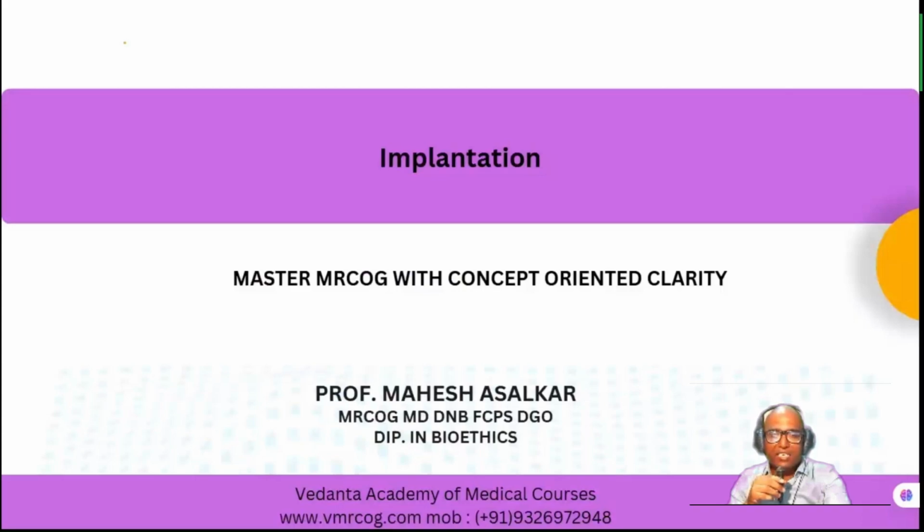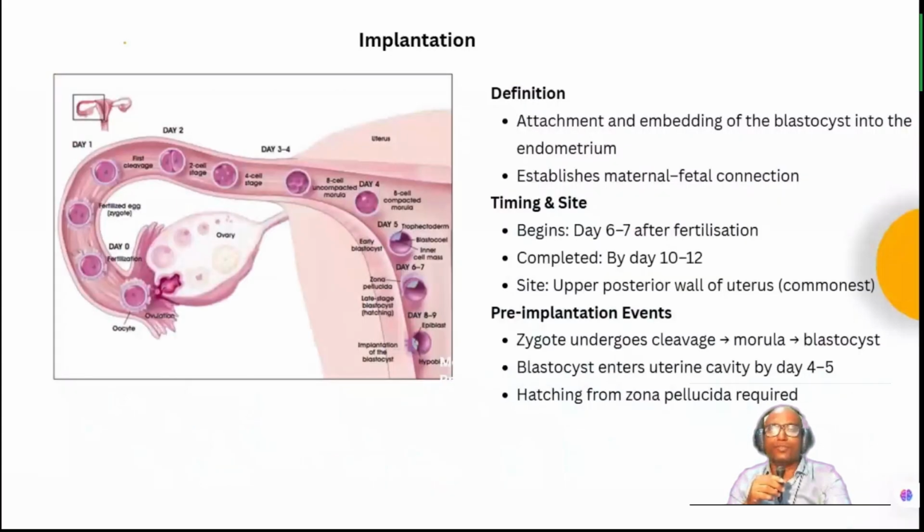So we begin with the next concept, that is implantation. What is implantation? It is the attachment and embedding of the blastocyst into the endometrium. It establishes the maternal and fetal connection. Okay, so implantation is the establishment of the maternal and fetal connection.